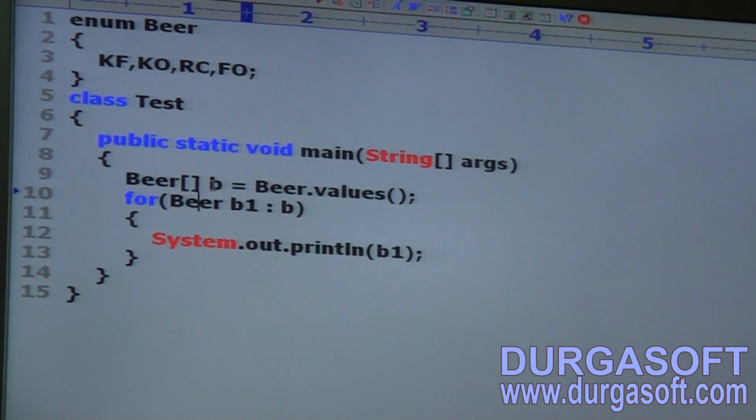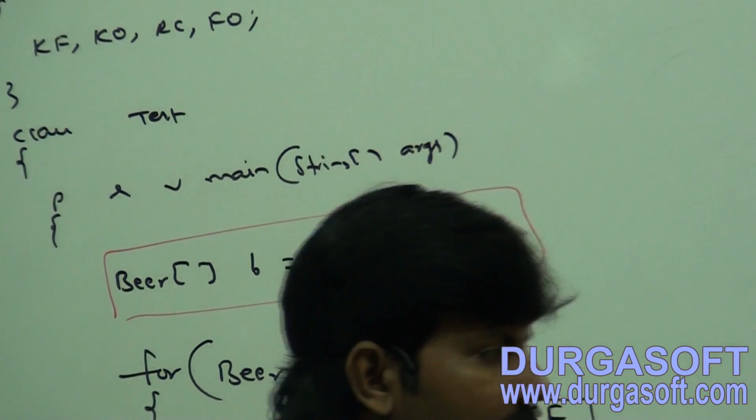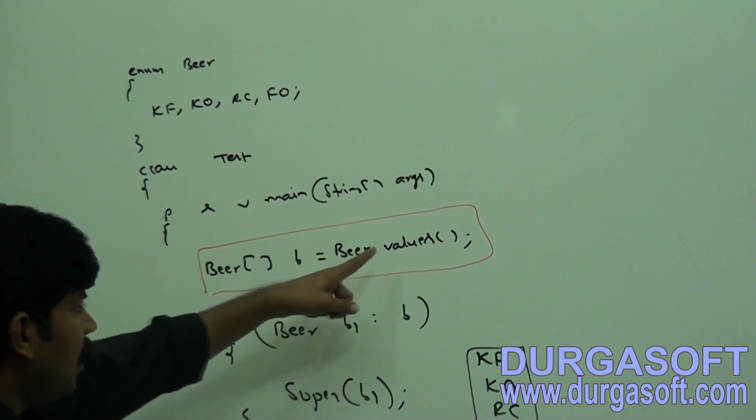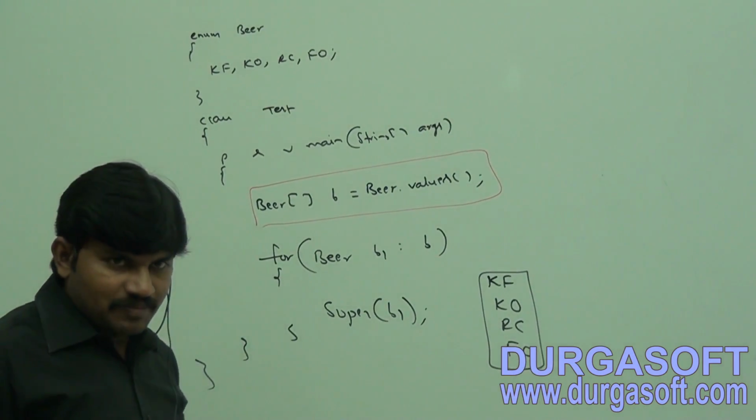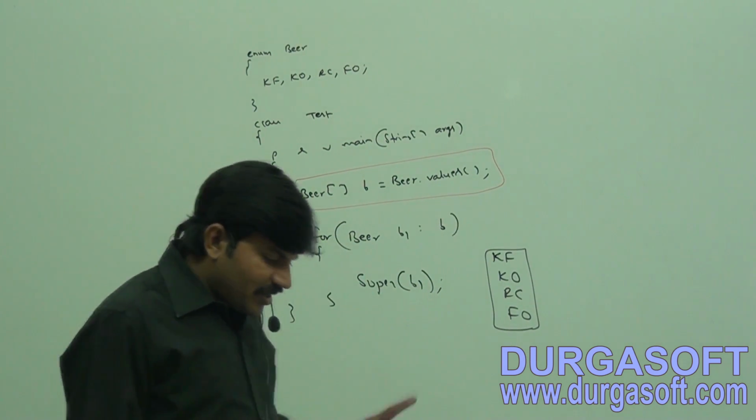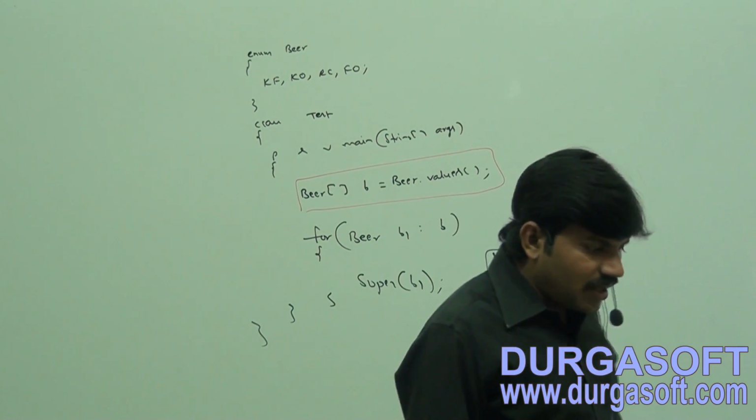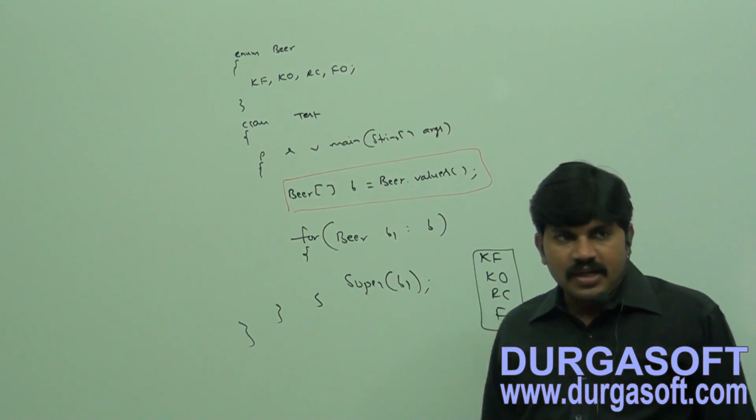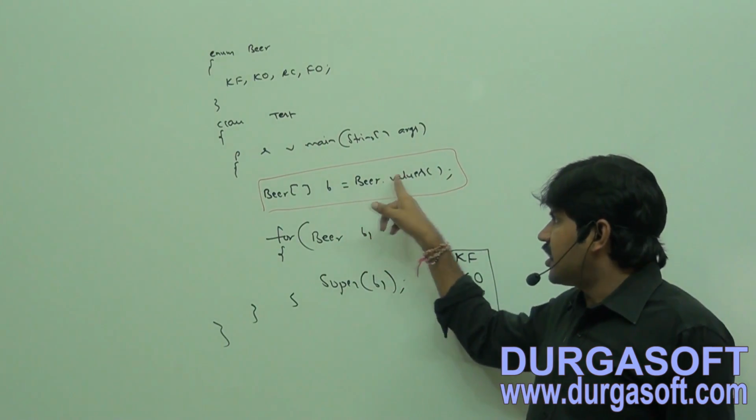So this is the values method. Is any explanation required or not? The purpose of the values method is to list out all values present inside an enum. Is it clear? Now I have one big doubt. Is the values method a static method or a non-static method? Static method.